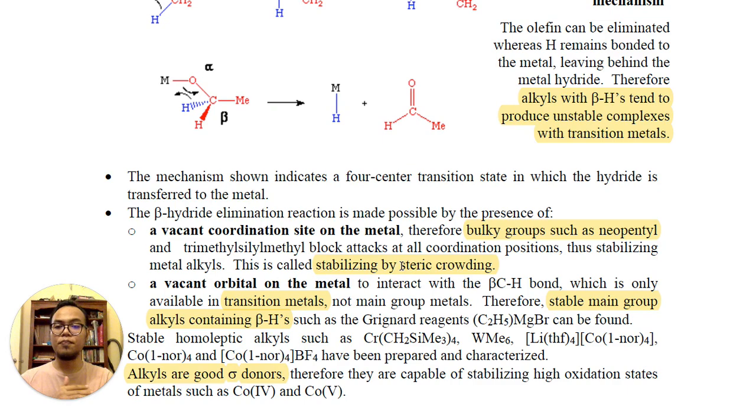If we have a vacant coordination site on the metal, therefore we need to have bulky groups just to make sure to protect all the coordination sites from being attacked. So this is called stabilizing by steric crowding. Or we can have a vacant orbital on the metal. Normally these can be seen on the transition metals. So that's why normally more stable complexes can be found in those main group complexes. Okay.